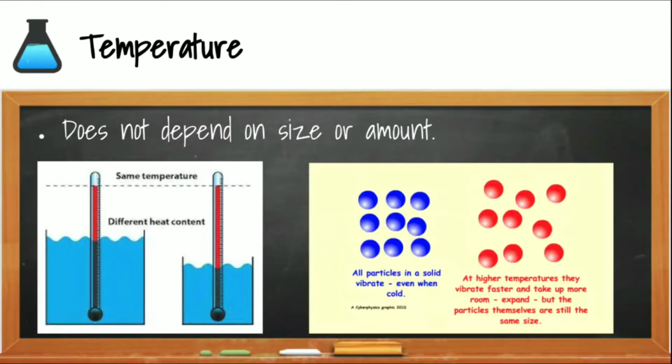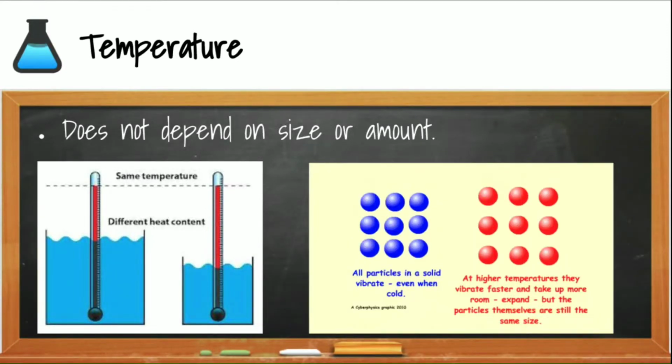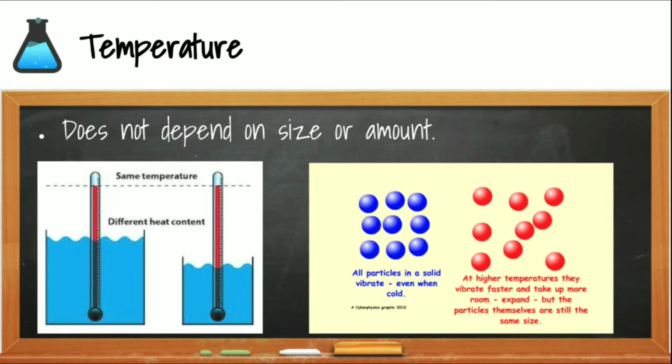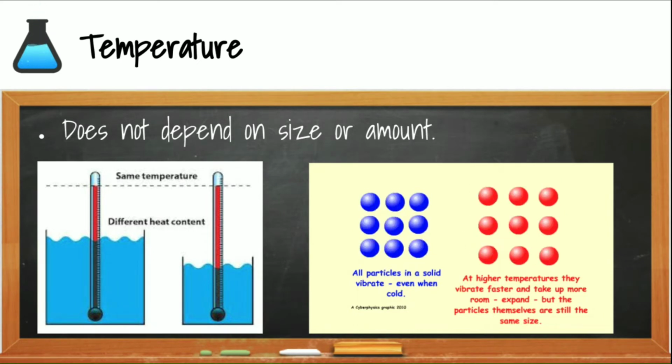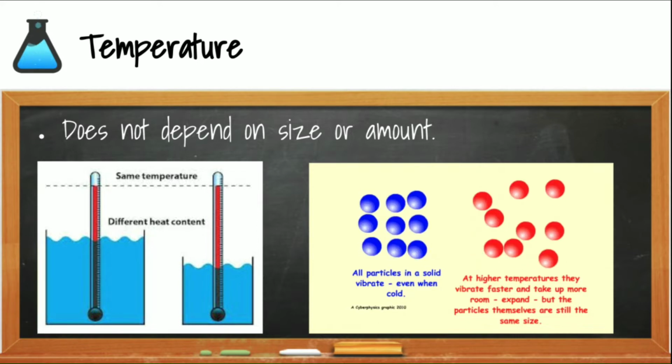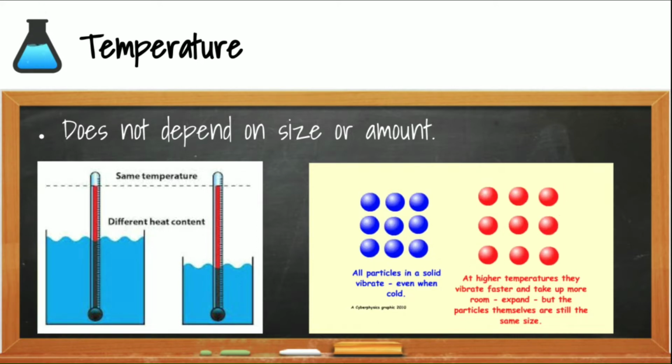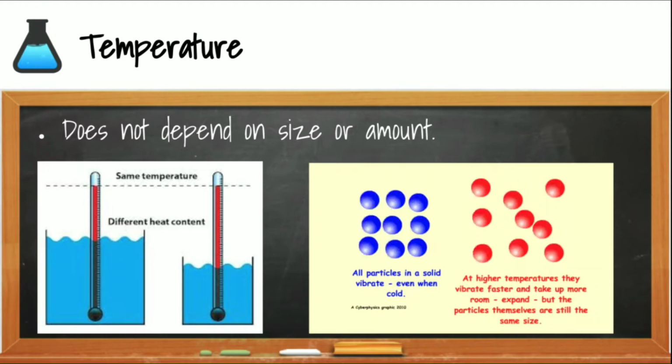Temperature does not depend on the size or amount of matter. So you can have substances with very different masses that have exactly the same temperature. Human body temperature is approximately 37 degrees Celsius. This temperature is found in babies and in adults.